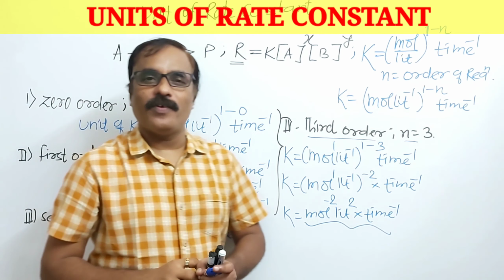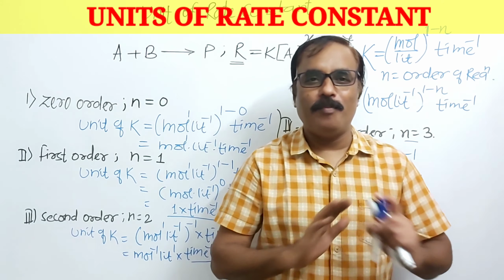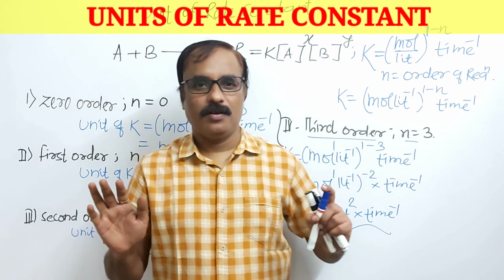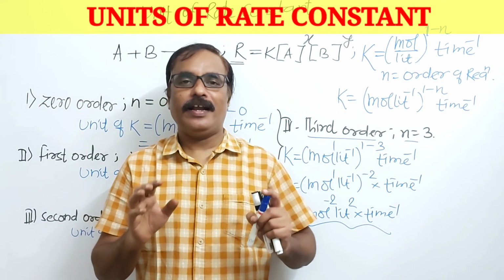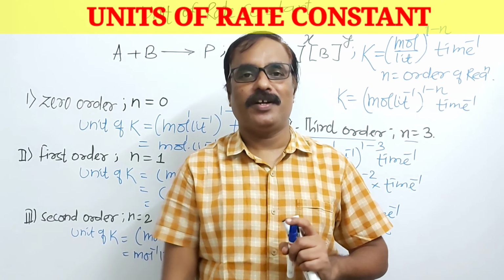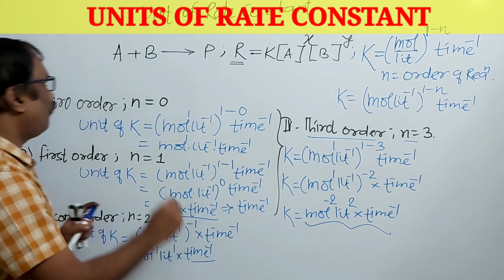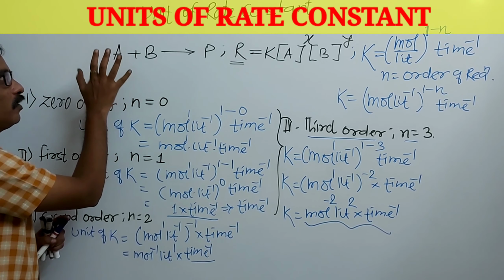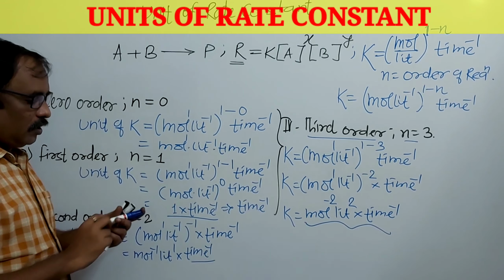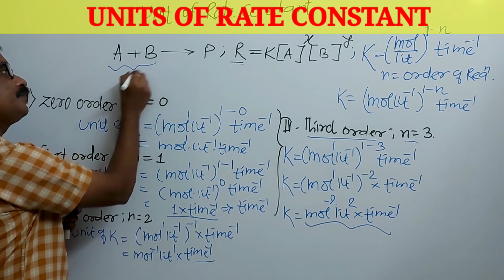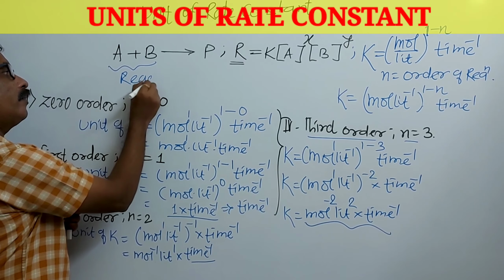Remember, this concept is very important for any type of competitive exam, for example JEE, NEET, CSIR NET, GATE, JAM, IIT, etc. So, how to find out the unit of rate constant? I have taken this general reaction: A plus B gives product. These are our reactants.